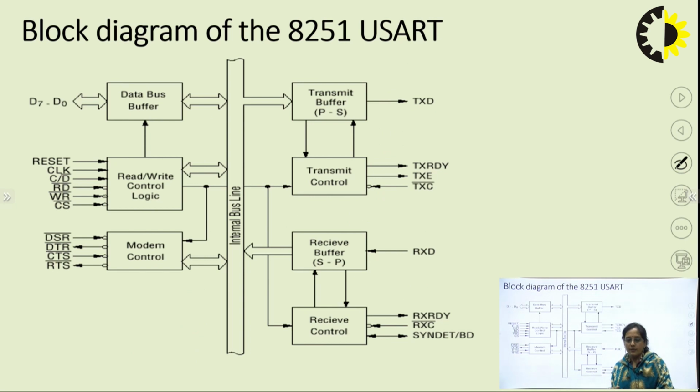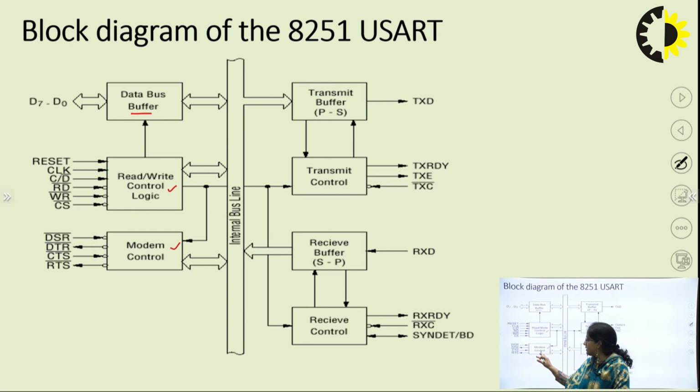So the block diagram of this 8251 USART consists of a data bus buffer. Whenever the microprocessor has to configure this IC, it has to write some data on this data bus buffer. Then this data bus buffer sends data to the control word register. There are two control logics, one is read write and one is modem control. This read write control logic block is used so that the microprocessor can configure this USART.